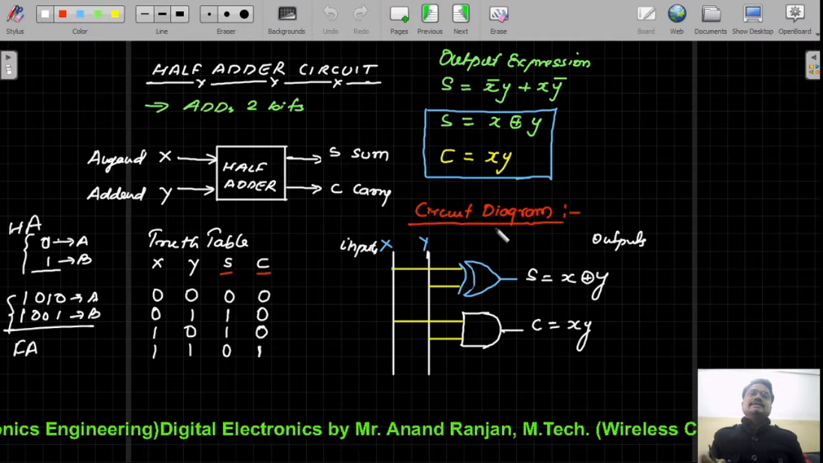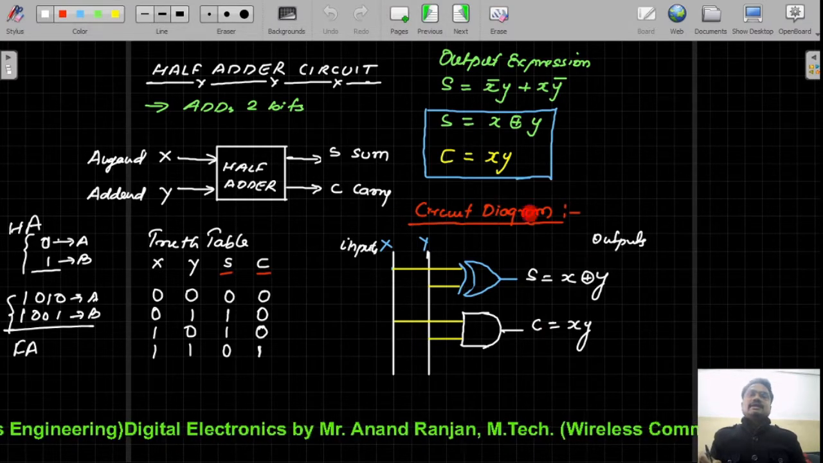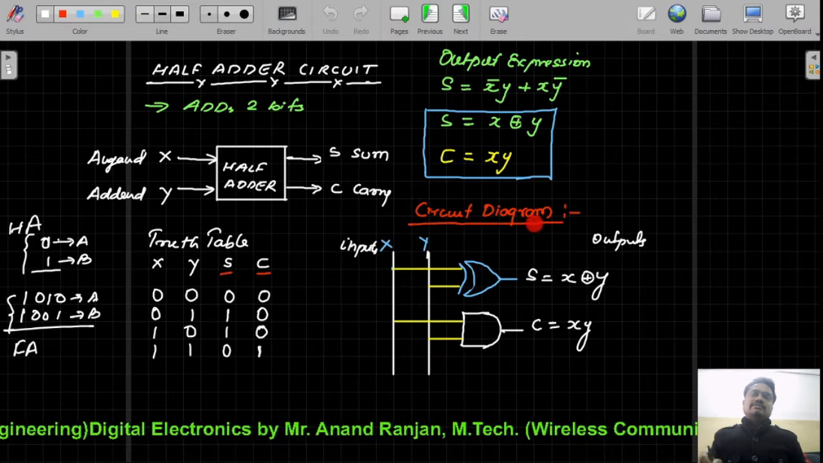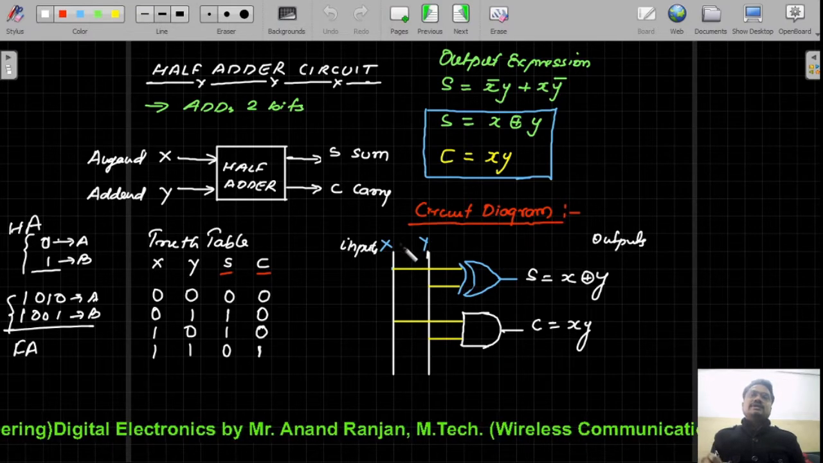So this is the circuit diagram, or the logic diagram, or the implementation diagram, we can say, for the half adder circuit.